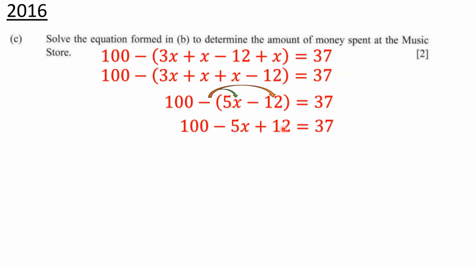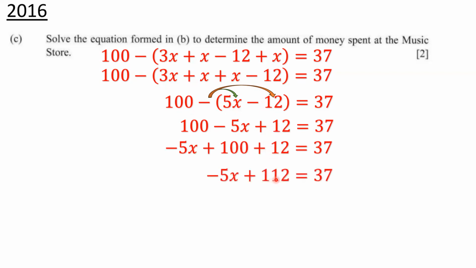And so what we're going to do is first add. We've got to add the 100 and the 12 because they are like terms. So 100 plus 12, what is 100 plus 12? Well, 100 plus 12 is 112. And so we have that. Then we're going to send over that 112. And so we have 37 minus 112. So what is that? 37 minus 112. We subtract. That's going to be 75.